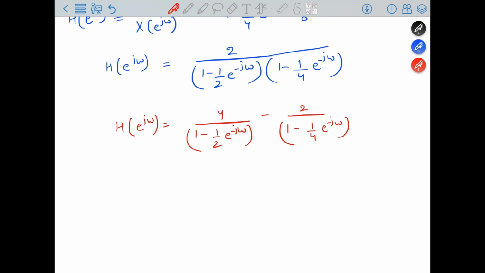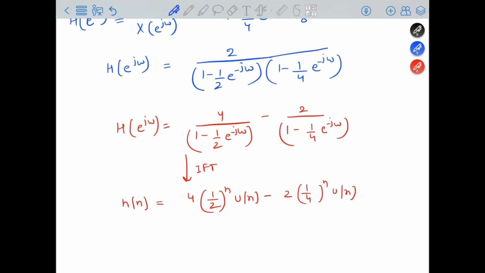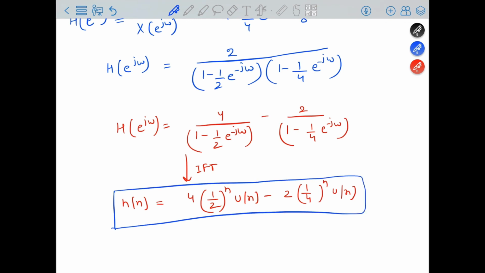So it will be in this form. Now we'll take the inverse Fourier transform of this expression. This is the expression for the impulse response of the causal LTI system, and we have rearranged it in a form where we can directly get the output as 4 (1/2)^n u[n] minus 2 (1/4)^n u[n].